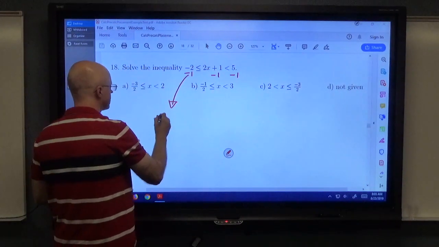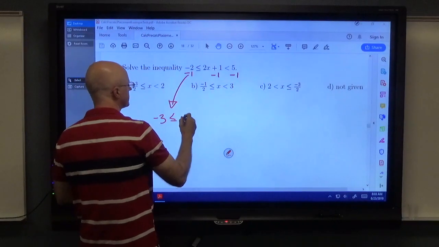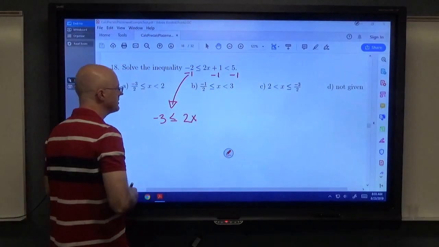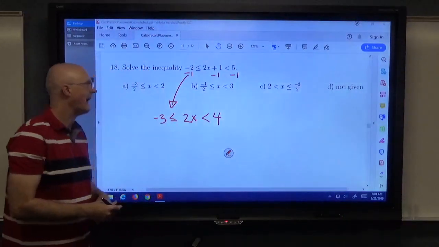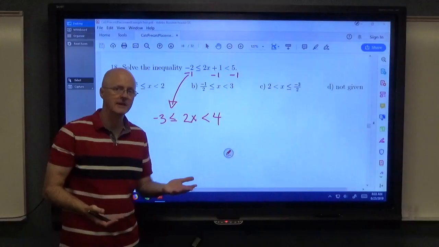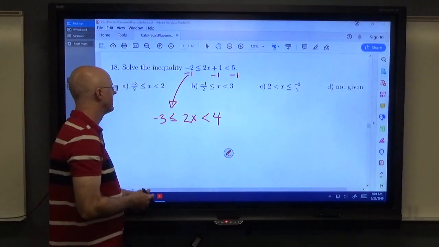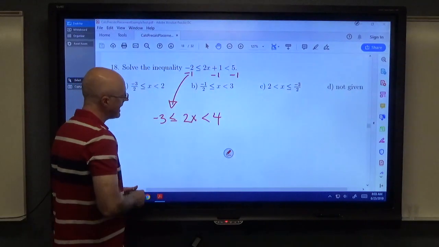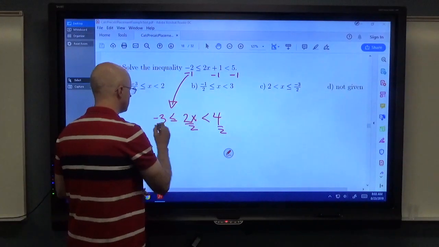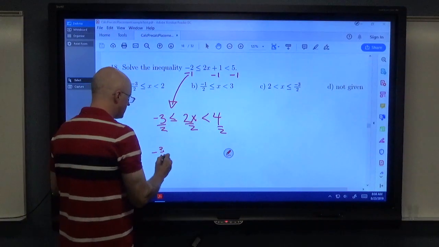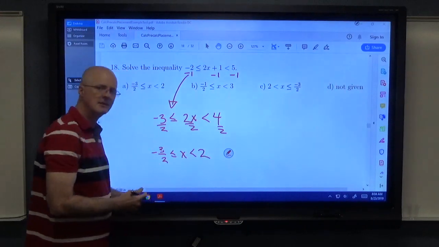Negative 2 minus 1 is negative 3. Keep the inequality in the same direction. Is less than or equal to 2x plus 0, or just 2x. And then 5 minus 1 is 4. When you add or subtract a number from everything in inequalities, the inequalities stay the same direction. Isolate x now by dividing everything by 2. Divide everything by 2. 2 is a positive number. Therefore, the inequalities continue to stay the same direction.